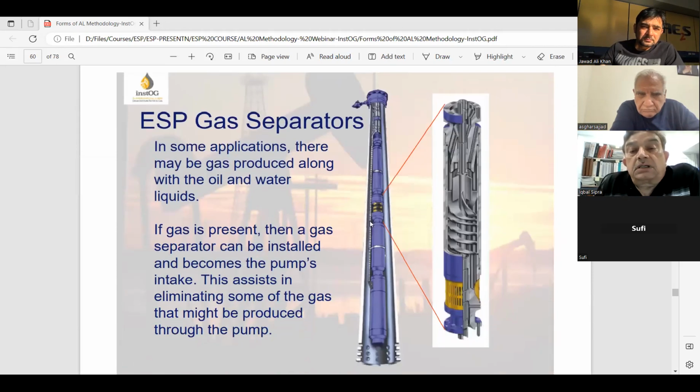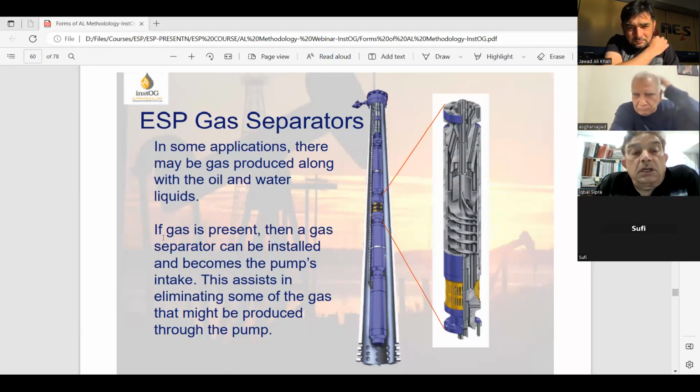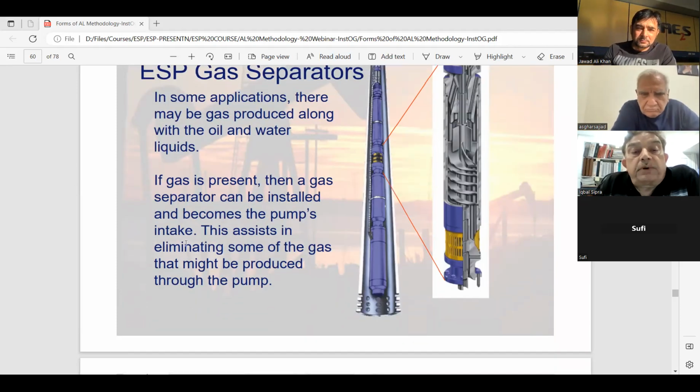The ESP gas separator is installed on top of the protector. In some applications, you can say this is the motor, this is your protector, and this is your gas separator, the intake. In some applications, there may be gas produced along with the oil or water liquids. If gas is present, then a gas separator can be installed and becomes the pump's intake to assist in eliminating some of the gas that might be produced through the pump.